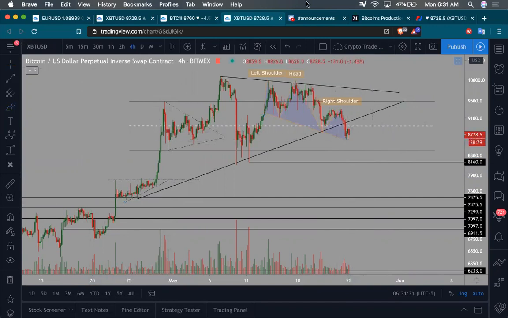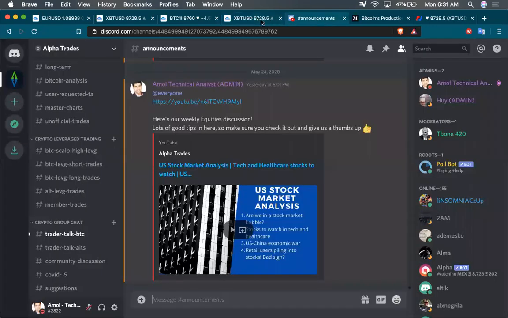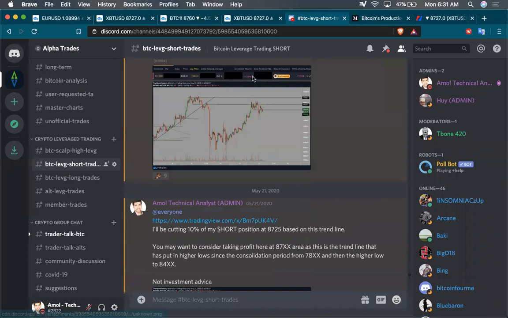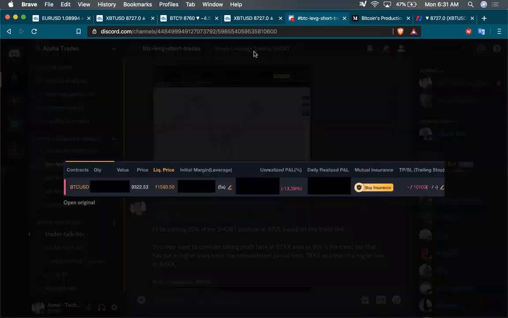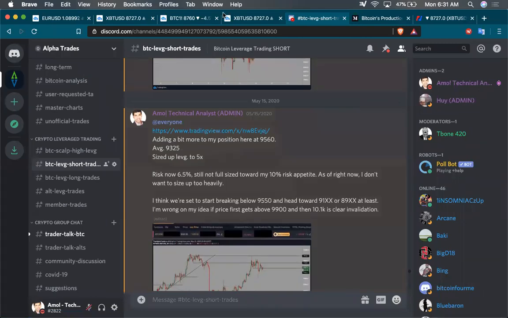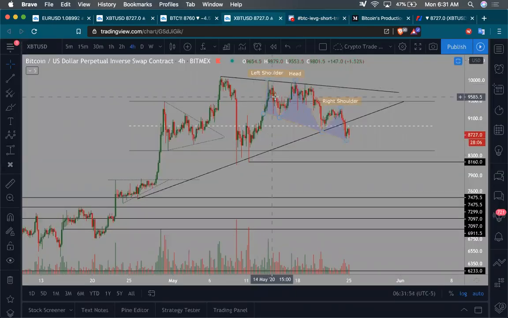As you very well know, we've been short for, I think, several weeks now. This is available in the Bitcoin leverage short channel right here. As you can see, since May 13th, I think we've been short. I kept adding onto my position. I think 93.25 was my last add around May 15th. So I think that was, where is it? Like right around here. Okay, so I kept averaging into my short all the way up here.